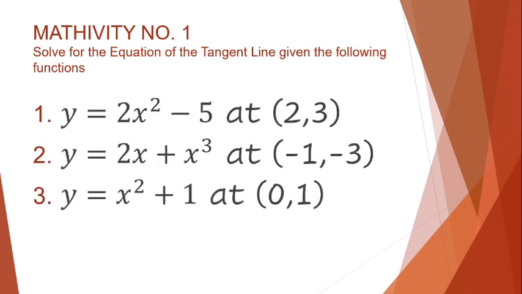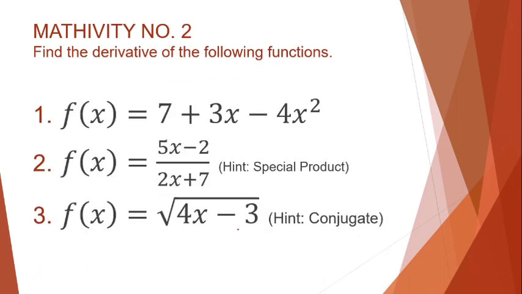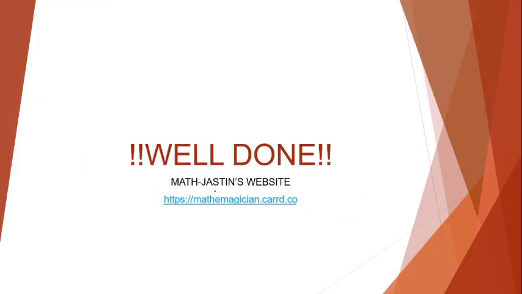Now, your activity. So, yun, yung slope of tangent, hahanapin nyo. Then, the next one, derivative. So, meron tayong hint, kaya hindi kayo malilito sa pagsusolve. Your hint is you can use the special product here, and you can use conjugate. Alam nyo naman siguro kung ano yung conjugate. So, well done. So, yun, tapos na tayo sa derivative of a function.